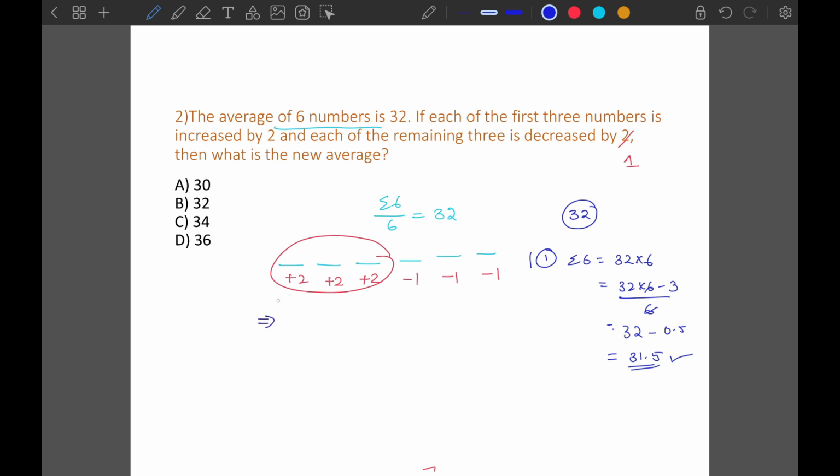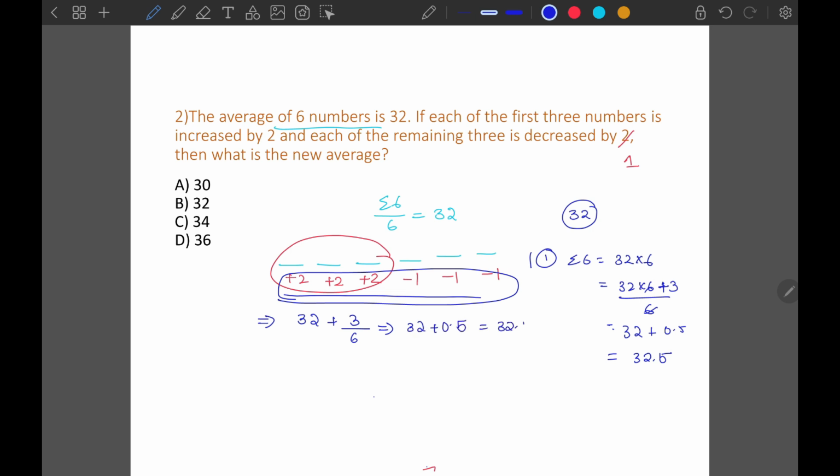See, the net change among these is 3, right? We need to distribute this 3 among all observations. Actually, sorry, it is plus. Since the net change is positive, I need to take plus. So 32 plus the net change, which is 3, divided by the number of observations, 6. So 32 plus 0.5, which is 32.5.